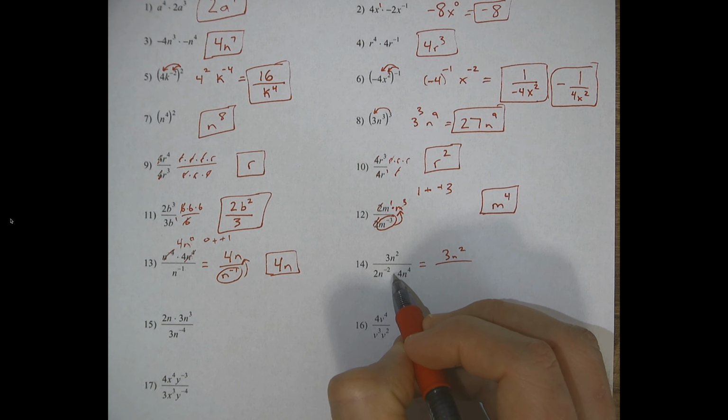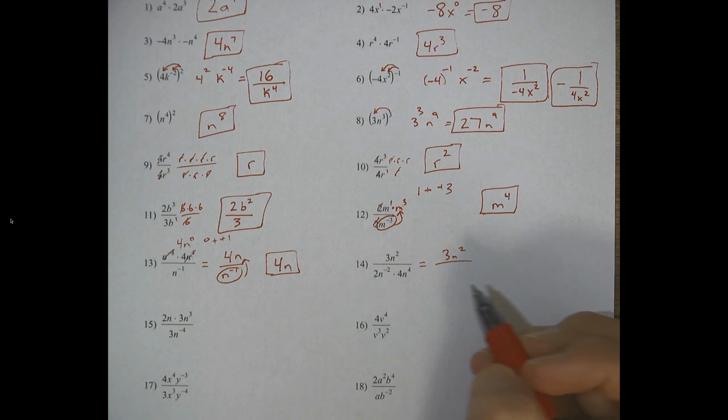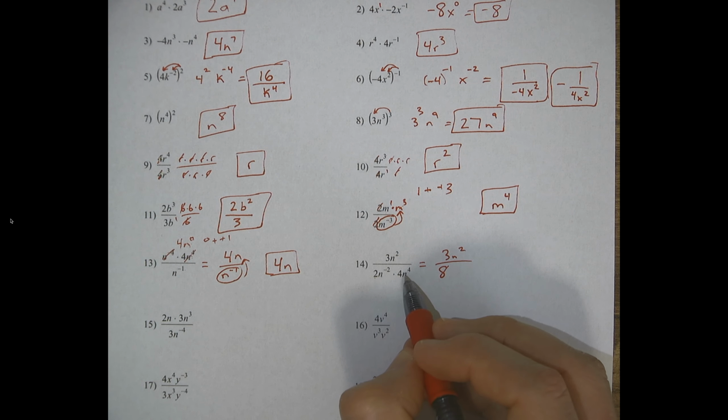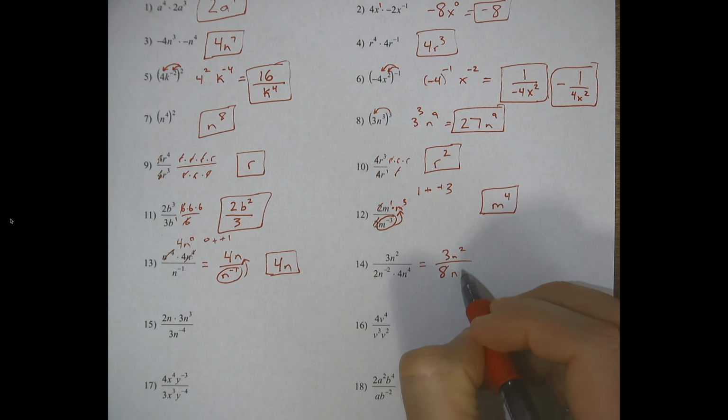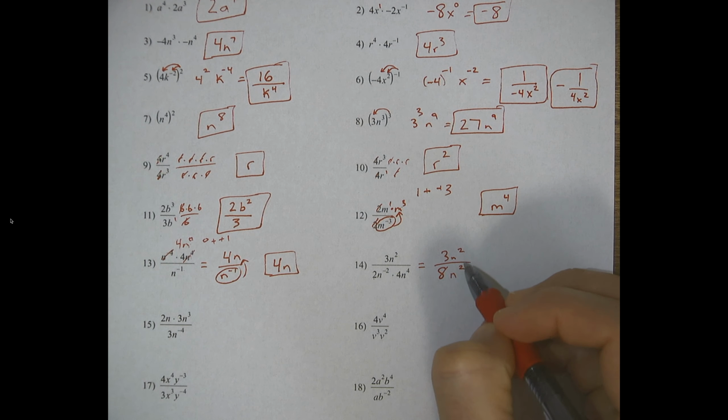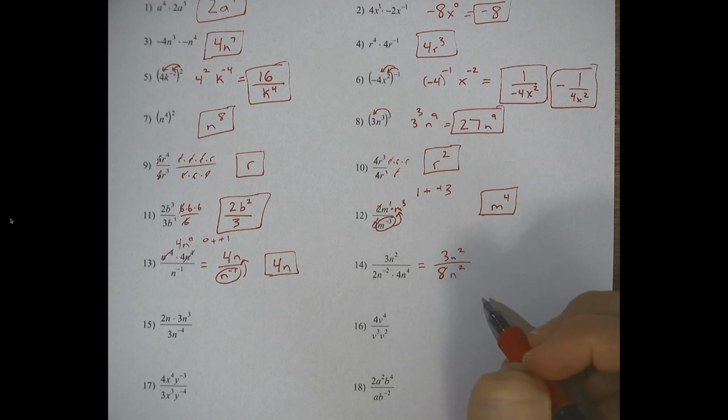So this is multiplication, which means coefficients, you just multiply, that's 8. And that means when I'm dealing with my similar bases, I am just adding these. So -2 plus 4 is just going to be n to the second. -2 plus 4 is 2. Now, I've got n to the second over n to the second. Quotient power says 2 minus 2, that's 0.